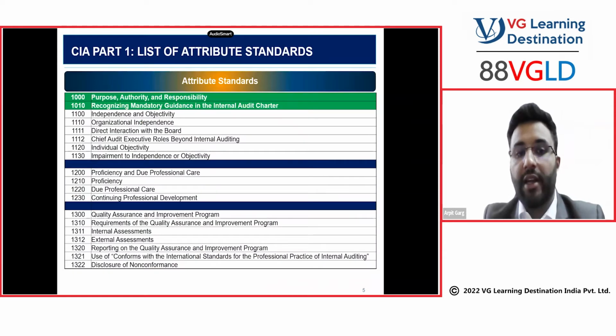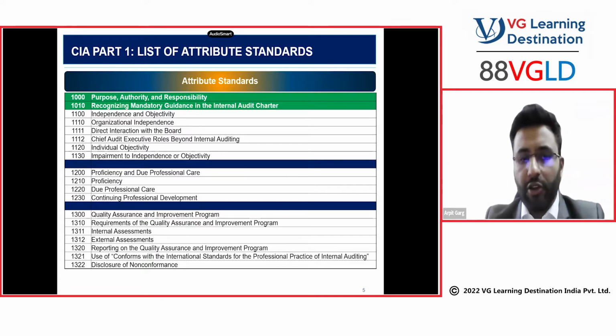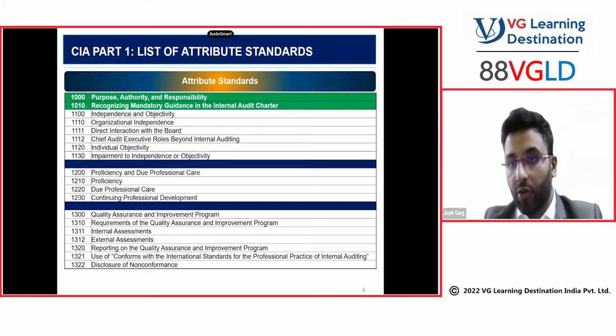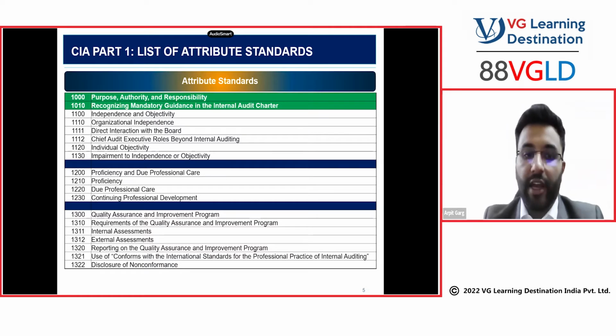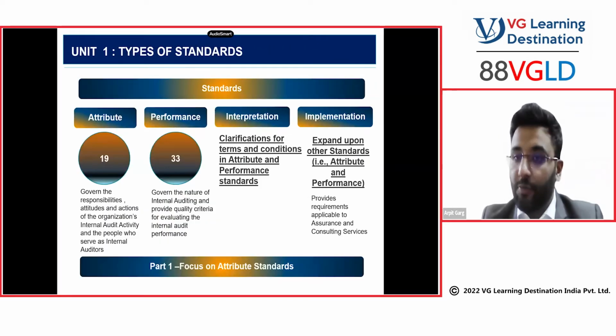Then it also says that internal audit activity should be independent. It should be objective. Internal auditors should be objective. It should have organization independence. There should be direct interaction with the board. The CAE should have roles. What CAE should do in case the CAE have roles beyond the internal auditing. When we are going to cover all of it, you will understand more in detail. But please understand at this point of time that these are more for internal audit activity as a function, and it is for the individual internal auditors. It governs the responsibilities, attitudes, and actions that are expected out of the internal audit activity and the individual internal auditors. Now, what are performance standards, folks?